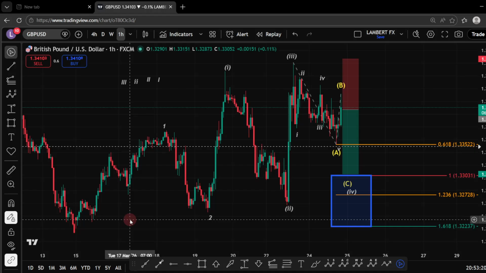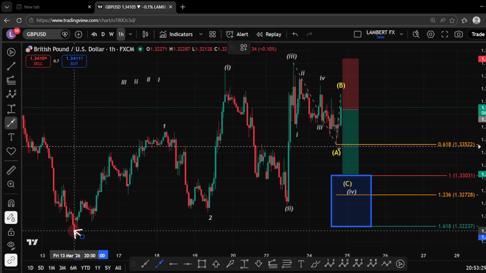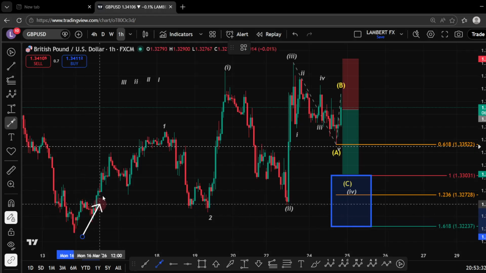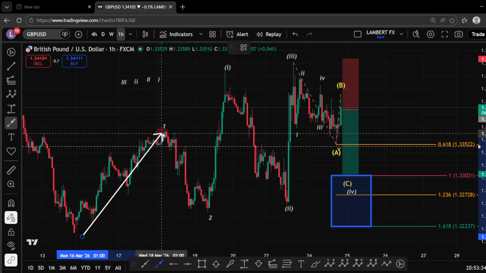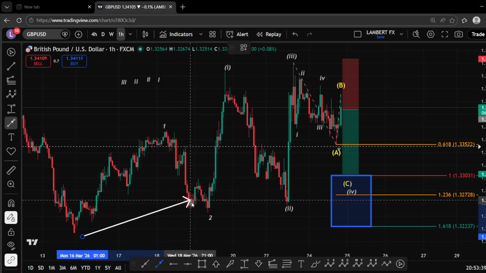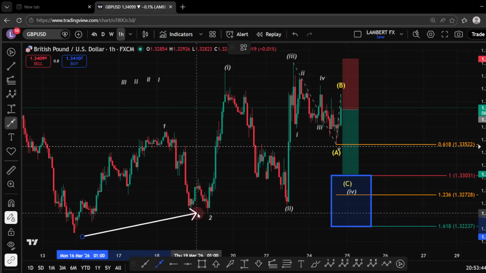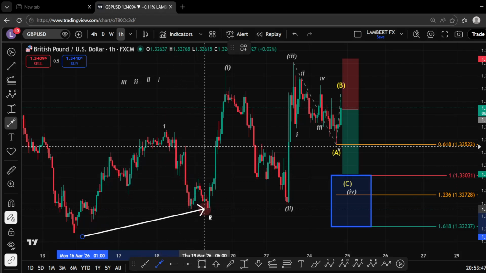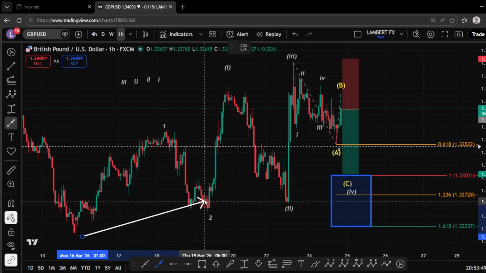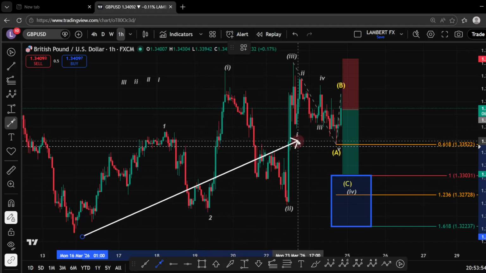So right here, we have our first move to the upside. We'll count this as 1, 2, 3, 4, and 5 for our 1. And then we'll have this retracement, these corrective waves here, for 2. And after your second count, you need another 5 leg count for 3.